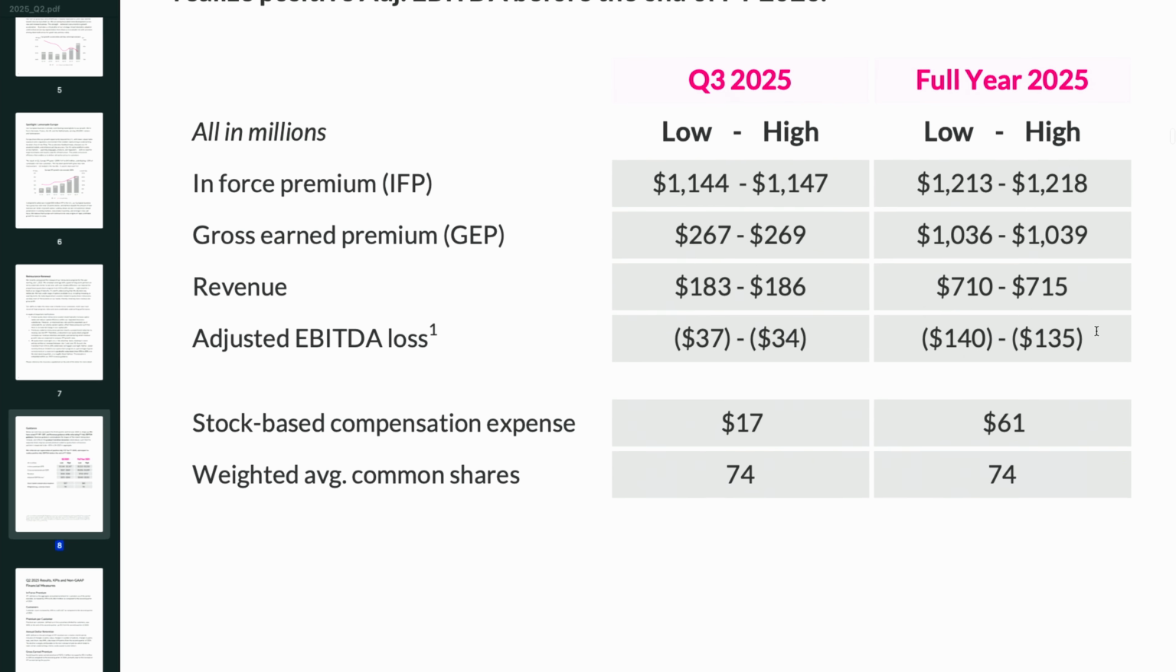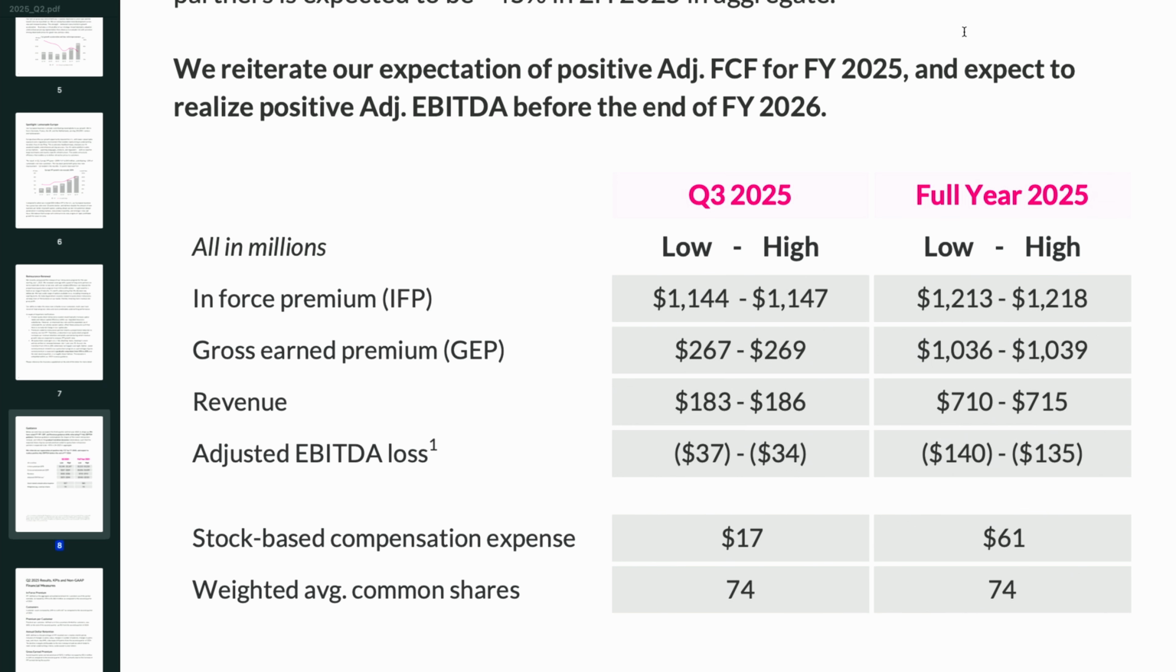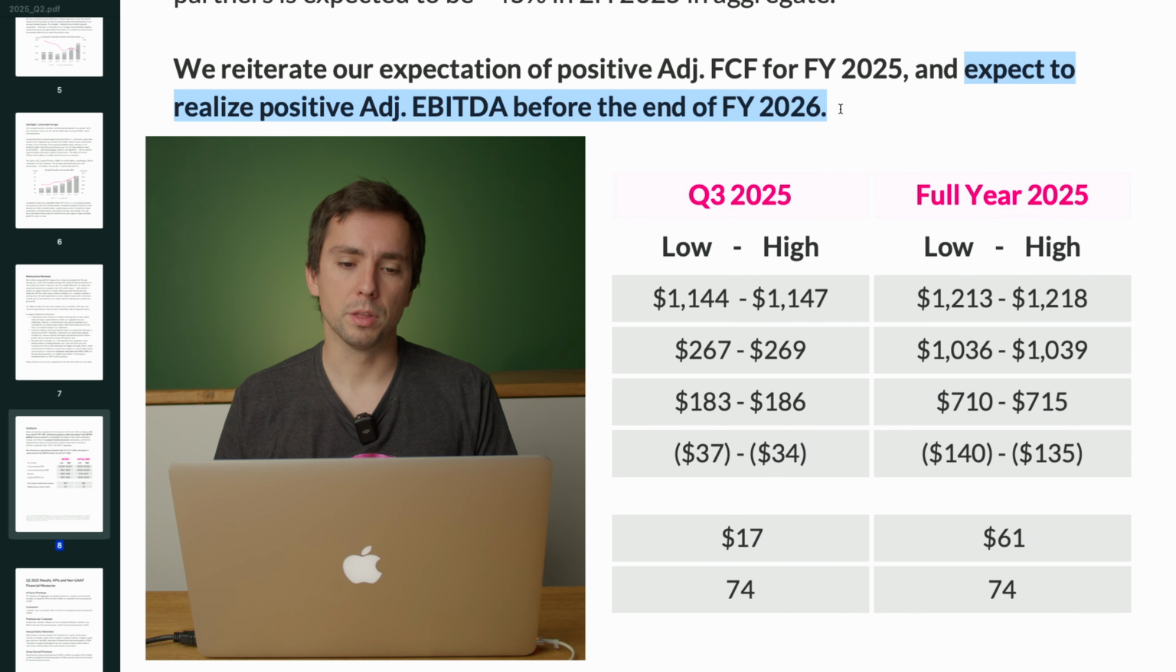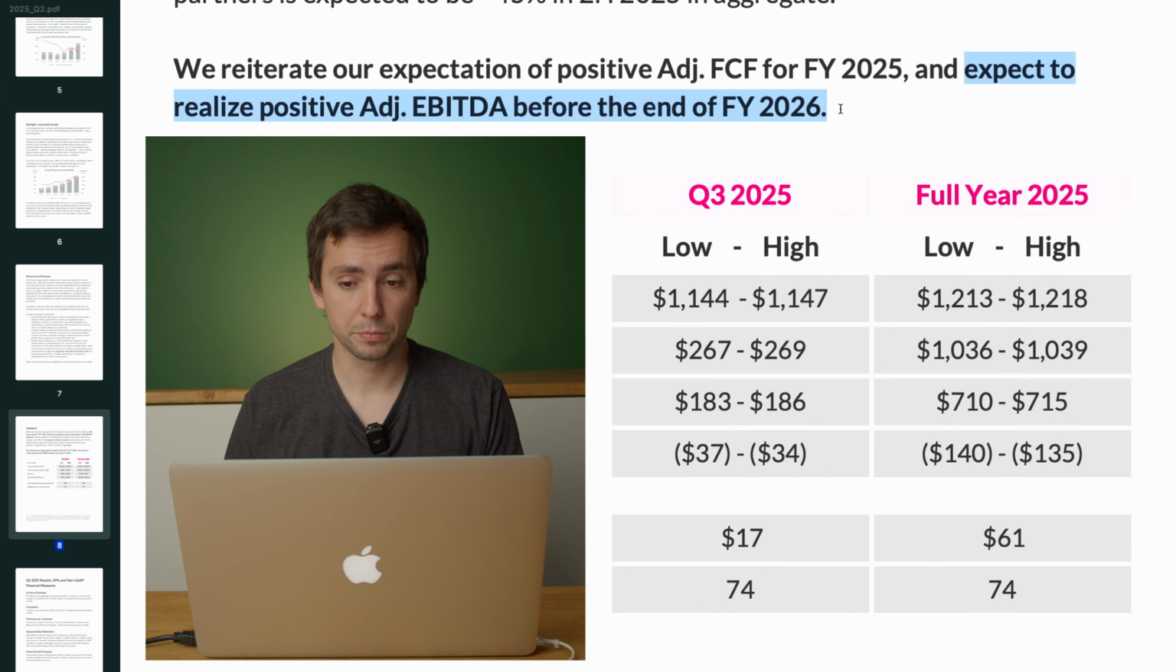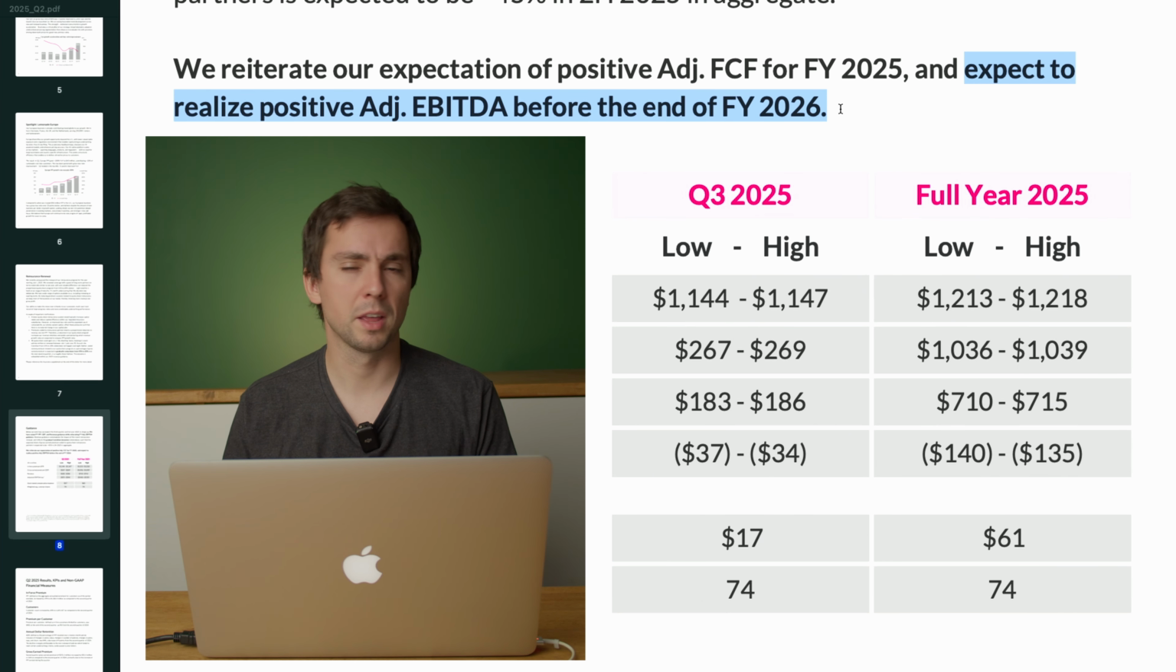And there's another reason why I think that. Let's have a look at what's written here, right above this guidance table. They say we reiterate our expectation of positive free cash flow for the full year of 2025, adjusted free cash flow, I should say. And we expect to realize positive adjusted EBITDA before the end of full year 2026. Now, this is very, very strange. At first sight, you might say, well, isn't that what they've always said, right? At the end of 2026, they will reach positive adjusted EBITDA.